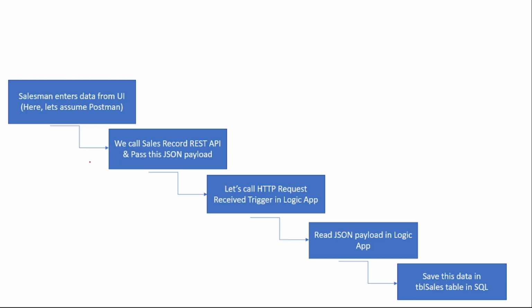So again guys, the overall flow is like this. Let's say our salesman submits that data from the UI. We call that sales record REST API and pass the JSON payload, which contains item type, that is laptop or mouse, quantity and price. Then we call the HTTP request receive trigger in Logic App. Then we read that JSON payload in Logic App, segregate the records, whether they are laptop or mouse records, and then save that data in the respective SQL table.